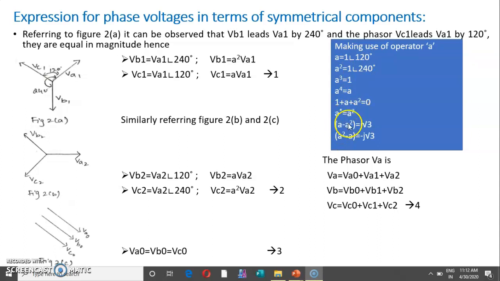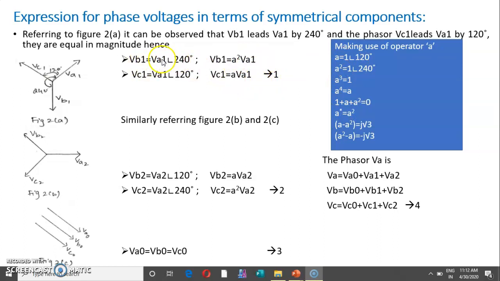And this is an expression: A minus A square is equal to j root 3. A square minus A is equal to minus j root 3. Presently I am using only A and A square. In the further problems I will use these further. You just have to remember these formulas. So referring A and A square, we have rewritten the equation.